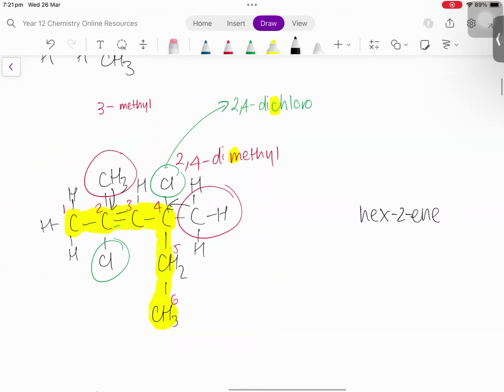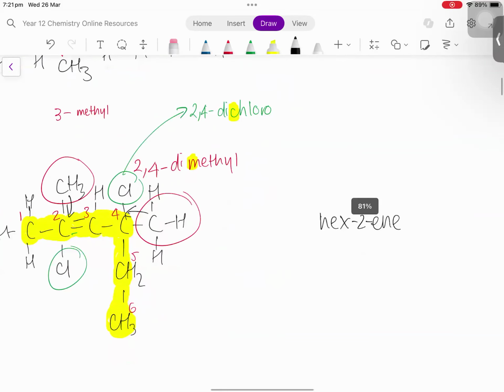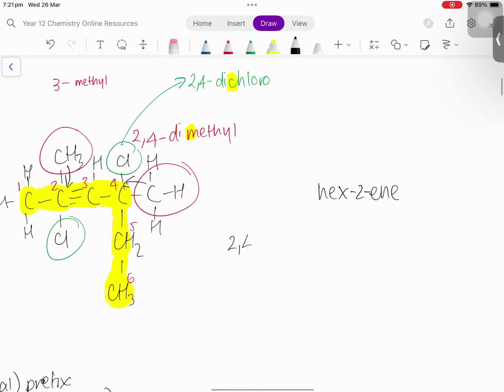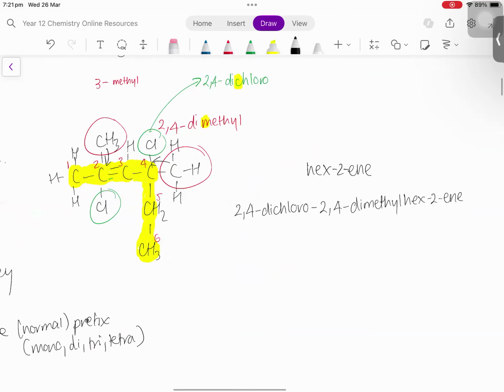C for chloro. Okay, so I'm going to do my 2,4-dichloro first. All right. 2,4-dichloro, 2,4-dimethyl, hex-2-ene. So this is 2,4-dichloro, 2,4-dimethyl, hex-2-ene.